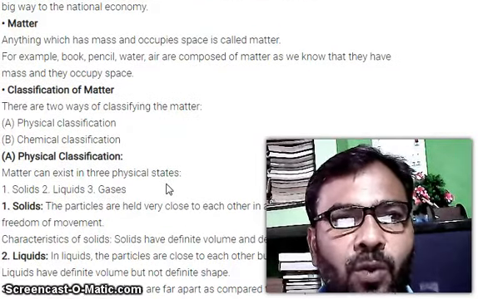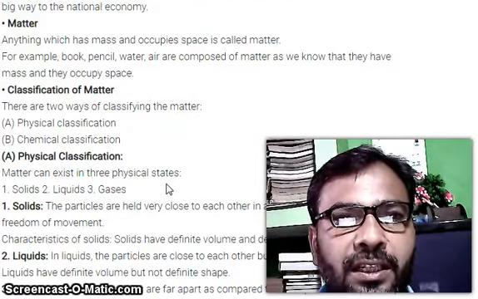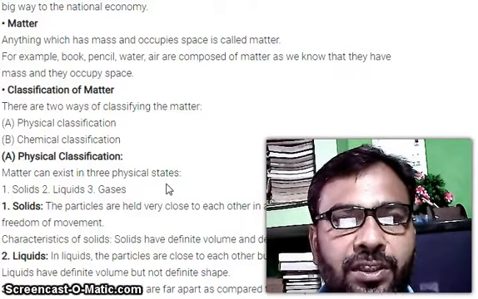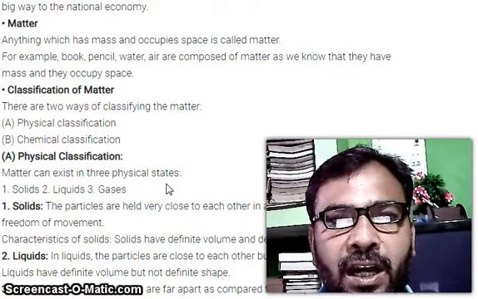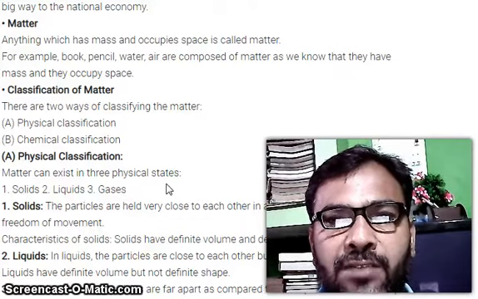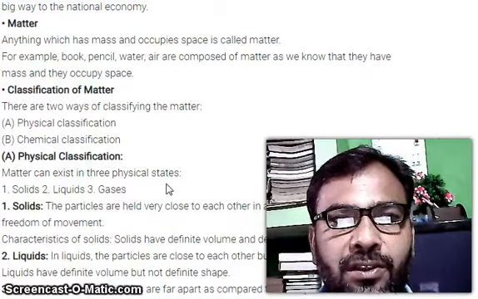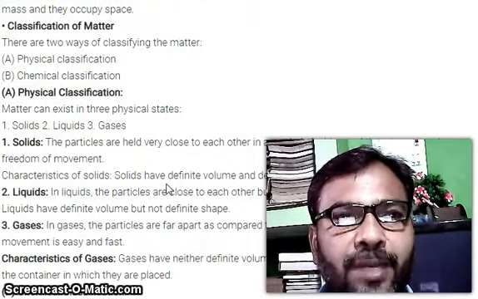Now, friends, what is matter? Anything which has mass and occupies space is called matter. For example, book, pencil, water, air are composed of matter, as we know that they have mass and they occupy space. What is the classification of matter?